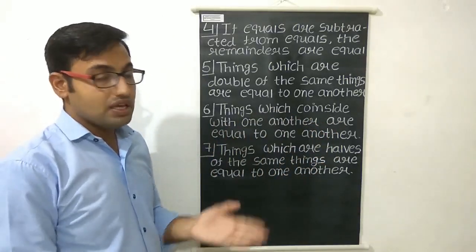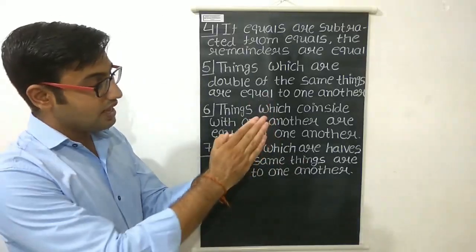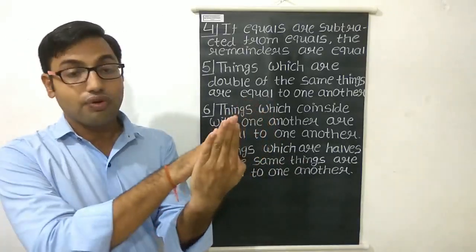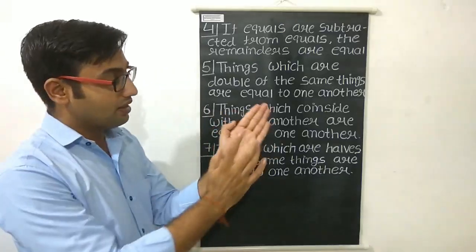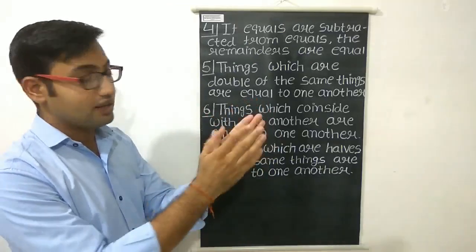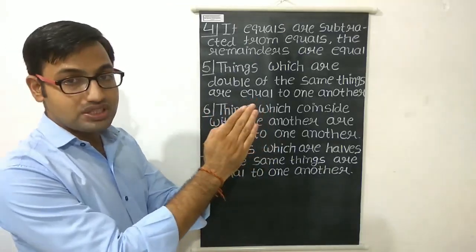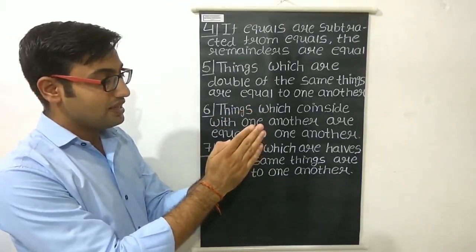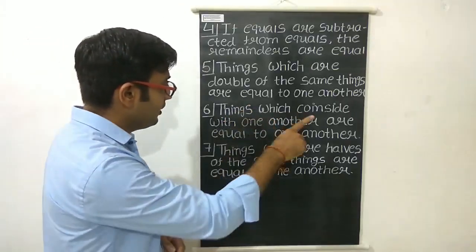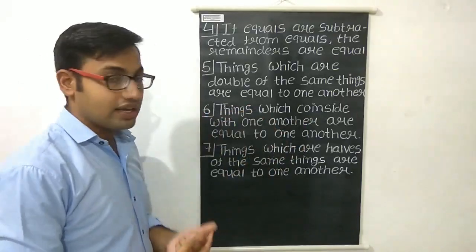Like our hands. If I cover this hand with this hand, you can see that nothing of this hand is visible. If I cover this hand with this hand, you cannot see this hand. So both coincide with each other. So we can say that both the hands are equal. The same thing is given here as the sixth axiom.